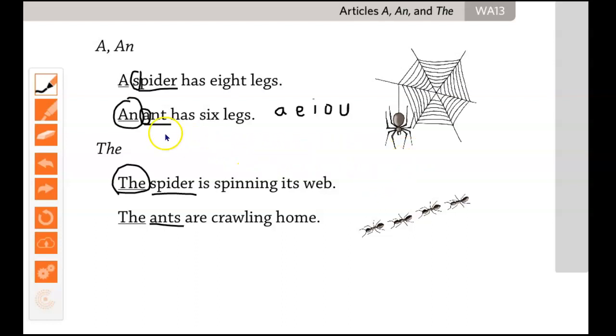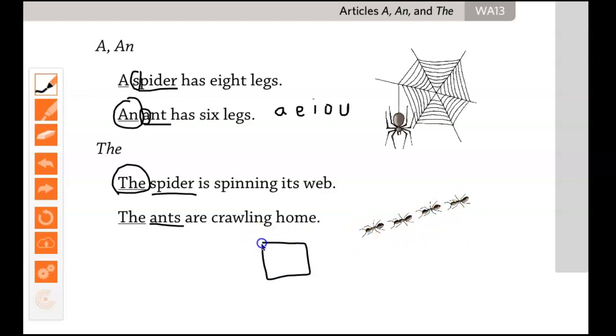If we were reading a book about a spider named Spider, then we could say Spider is spinning its web. But because it's just some generic, general spider, we're going to say the spider. Same thing with the ants are crawling home. Look, here they go. Doot, doot, doot, doot. They're going home to their little ant house.